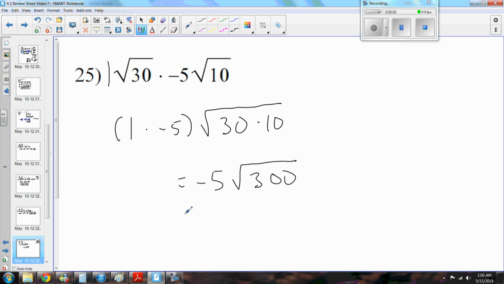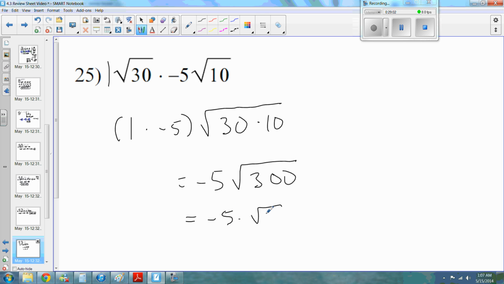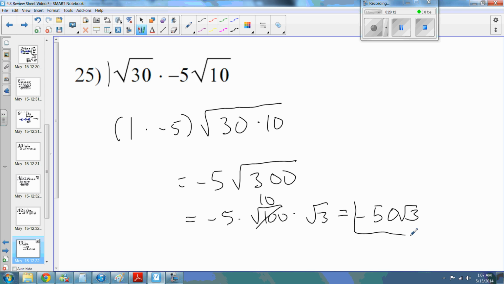What's the greatest perfect square factor of 300? 100. So this is -5 root 100 times root 3. Root 100 is 10, so this becomes -50, or -5 times 10, root 3 is my final answer.